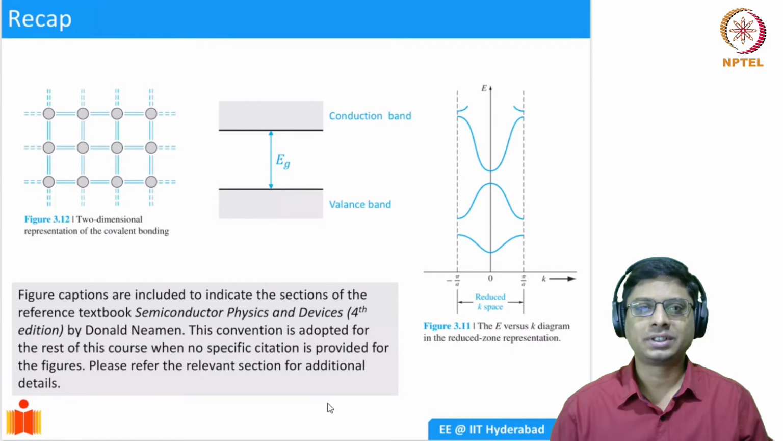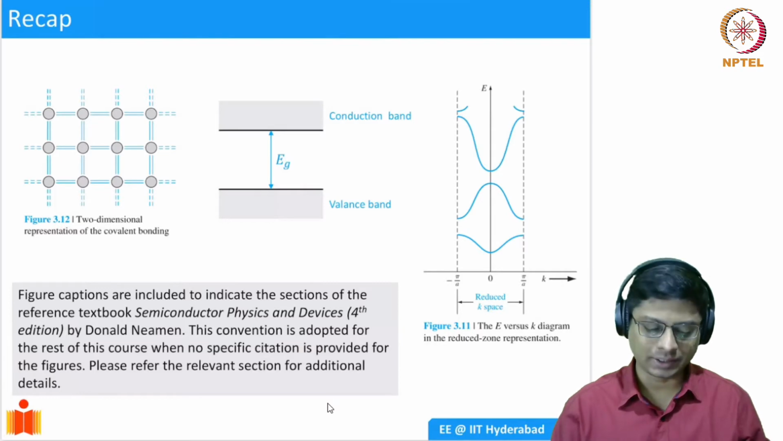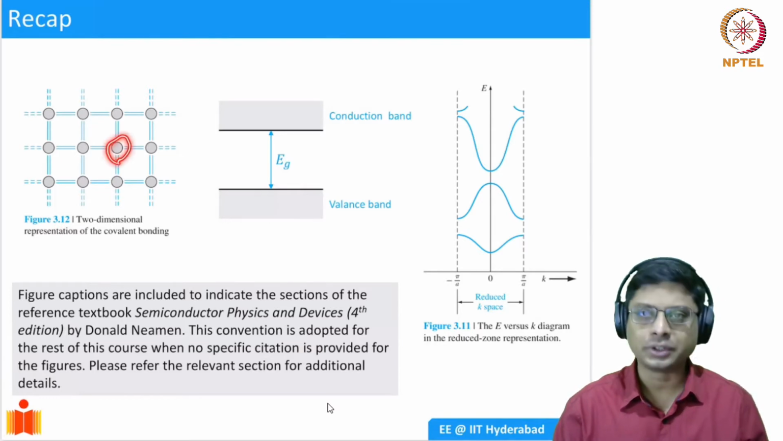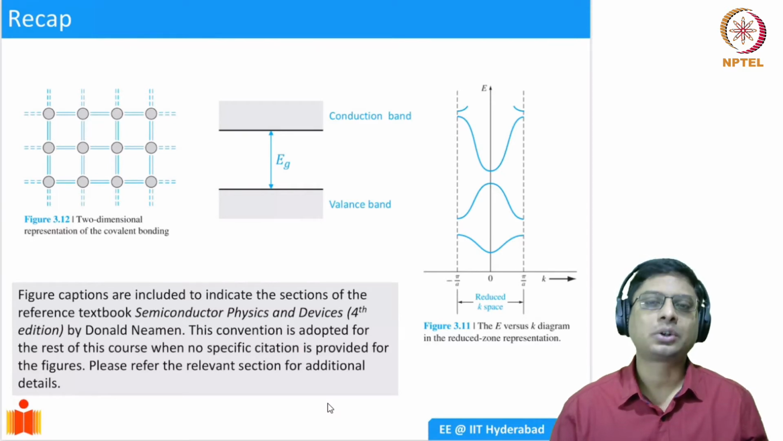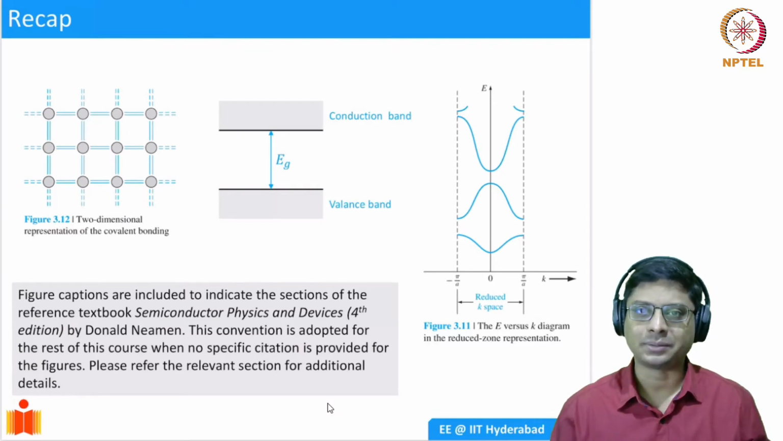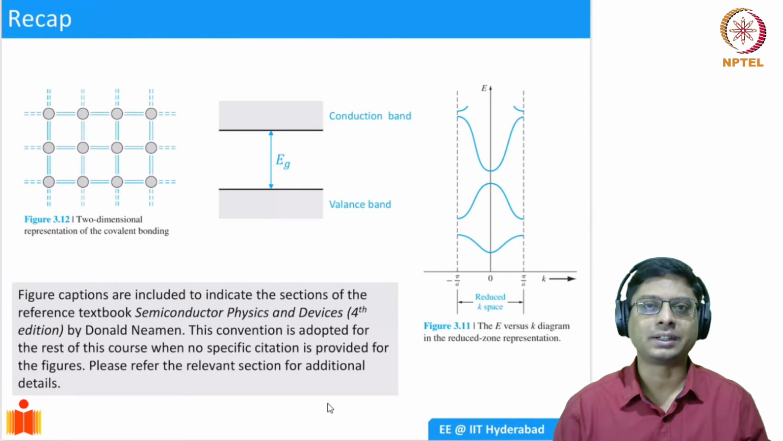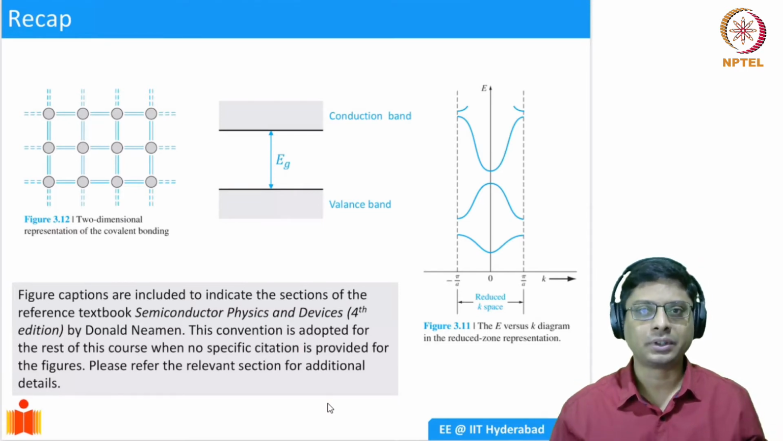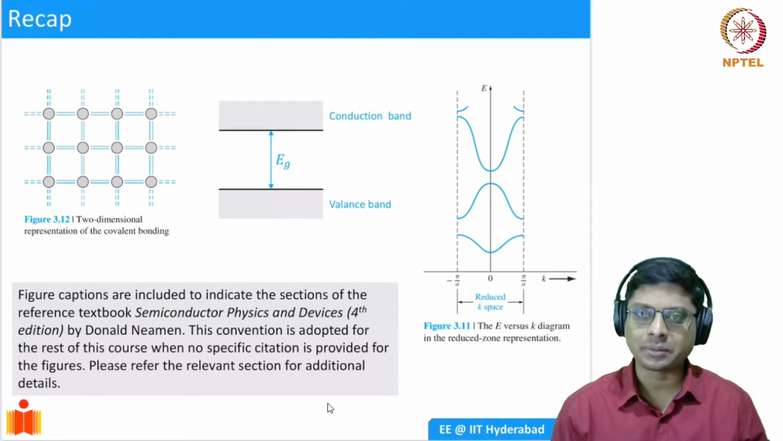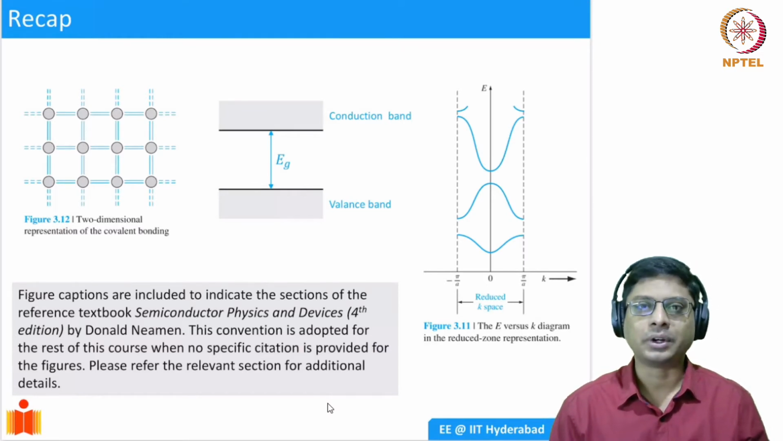So in the last lecture, we were talking about the 2D visualization model for bonding in silicon. We said that every silicon atom is bonded to 4 different nearest neighbors, which are silicon atoms, and there is a covalent bond between these atoms. And so you have essentially 8 electrons surrounding each silicon atom: 4 from the original silicon atom and 4 from the neighboring atoms. So that's how we satisfy the valence requirements, and then we have the bonding happening.